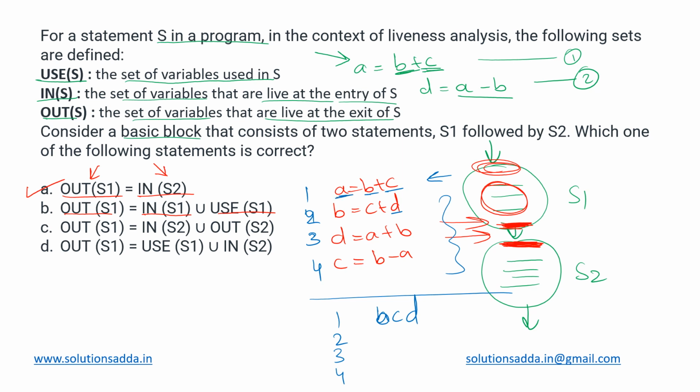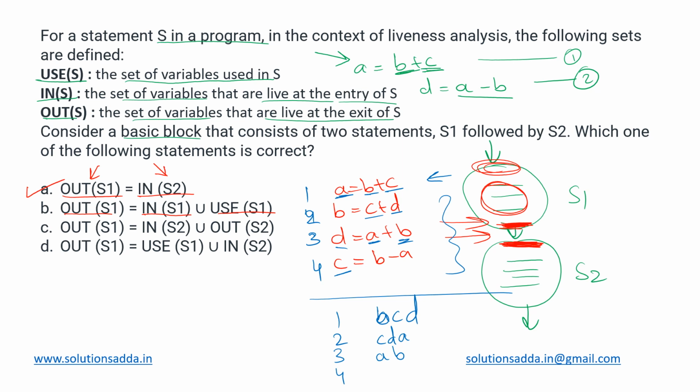Then coming to the next one, C and D are being used, so they will definitely be live. B is being defined, so it won't be. Then A is being used in the immediate next line without being defined, so A will also be live at statement two. Then coming to the third one, A and B are being used, so they are live. D is being defined, so it is not. Then C is being defined in the immediate next line, so it will also not be live at this line.